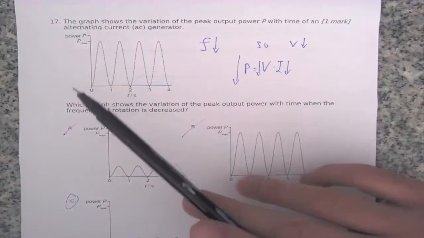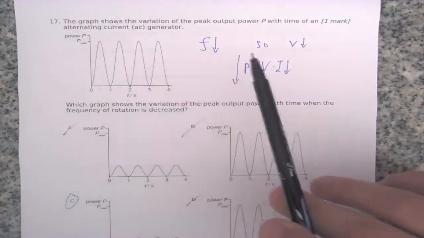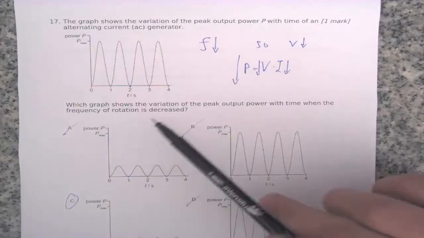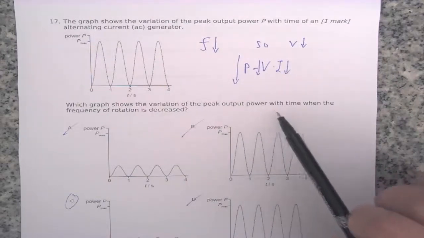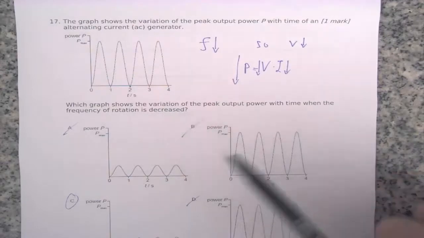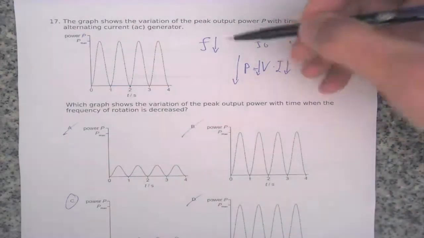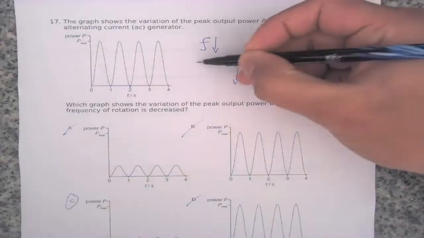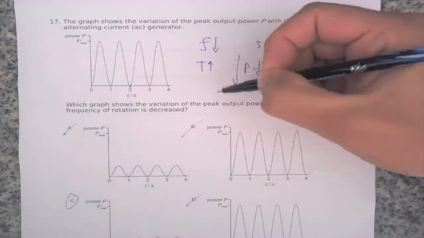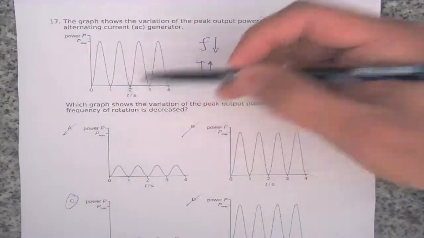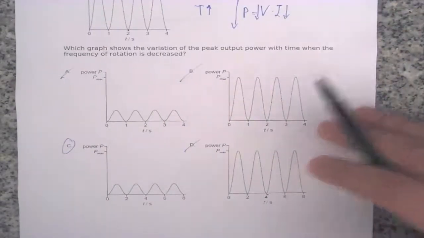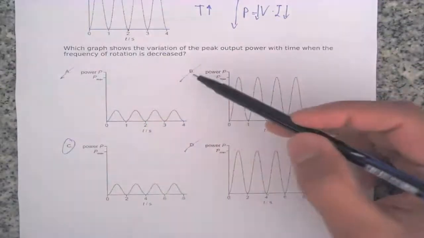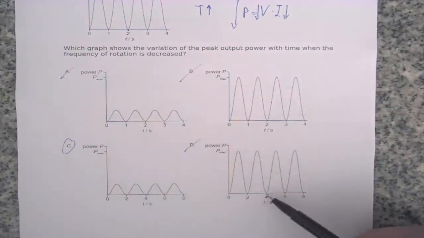So number 17, it says that the graph shows the variation of the peak output power P with time of an alternating current AC generator. Which graph shows the variation of the peak output power with time when the frequency of rotation is decreased? So what we have here? Here we have decreased frequency. So if we decrease the frequency, then we increase the period. So if I see a period of 2 seconds here, now on my graphs, I need to see a period of bigger number. So it cannot be A, it cannot be B, it's either C or D.